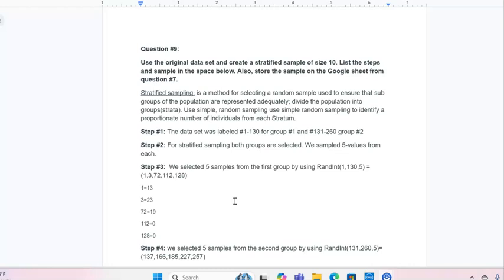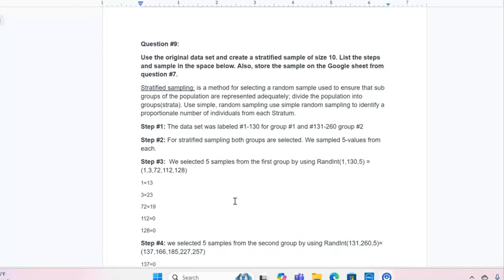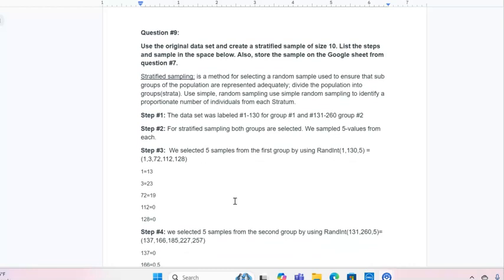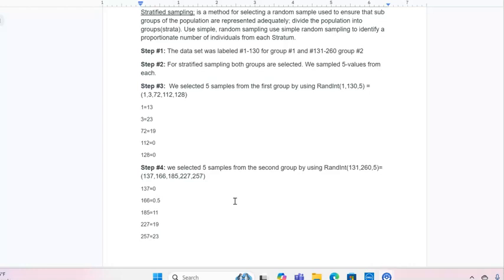131 to 260. For step number 2, for the stratified sampling of both groups, we sampled 5 values from each group. For step number 3, we selected 5 samples from the first group by using the random integer with a minimum of 1, maximum of 130, and then 5 for the number of values that we wanted selected. And from that we got 1, 3, 72, 112, and then 128.